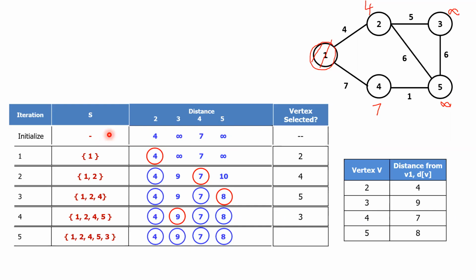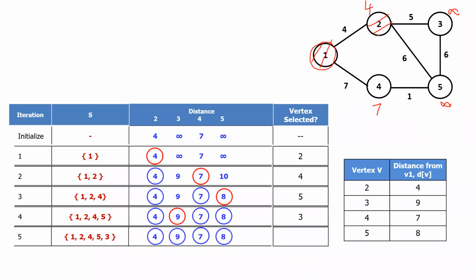Initially, there are no visited nodes. Now step 1, I have selected node 1, so it is visited now. Now I am going to select among all the unvisited nodes. I have to select the one node which is shortest. So I will select node number 2, which is the nearest node to node 1.